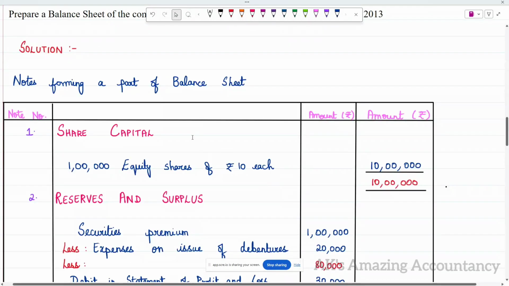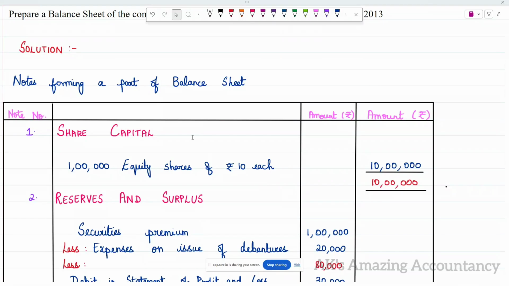As I always tell you, in this chapter, to do the answer correctly, you have to be very thorough with the format. You should know what the various items are which will appear in the balance sheet and which item will come under which heading. In order to understand this format better, I suggest you refer to my video Final Accounts Part 3. In that video, I have very clearly explained the contents of the balance sheet.